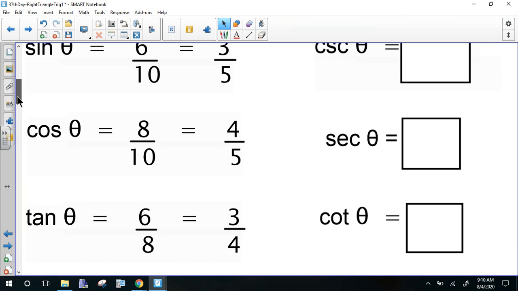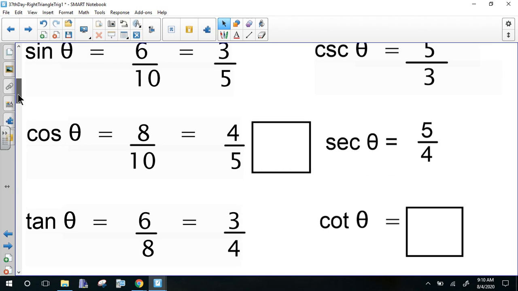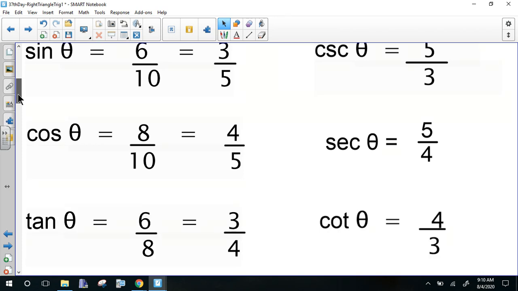Once you have those three, all you have to do is flip them to get the other three: cosecant, secant, and cotangent. If I flip 3 over 5, I get 5 over 3. If I flip cosine, 4 over 5, I get 5 over 4. And cotangent will be the reciprocal of 3 over 4, which is 4 over 3.